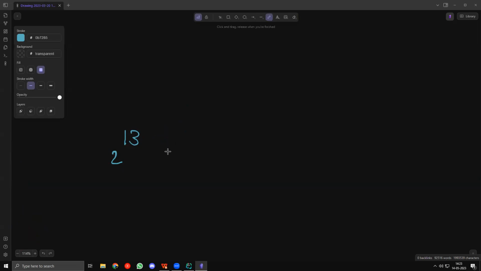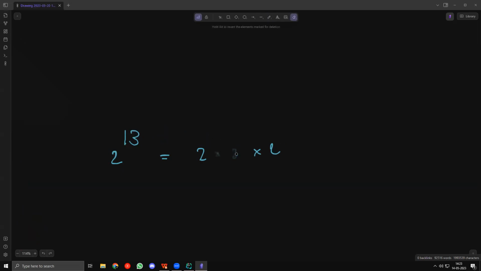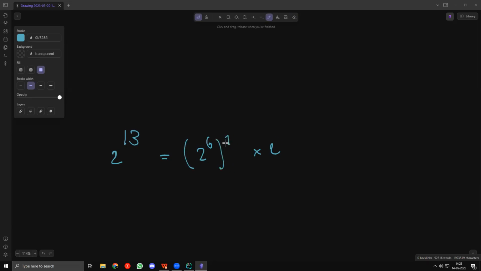So 2 to the power of 13 would be equal to 2 to the power of 6 multiplied by 2 to the power of 6 multiplied by 2, right? Because this is odd, I'll take a to the power of b by 2, a to the power of b by 2 times a. Now, 2 to the power of 6 can be replaced with basically 2 to the power of 6 whole squared times 2, right?